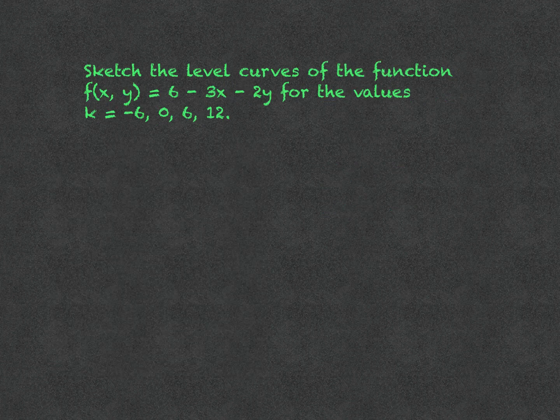Sketch the level curves of the function f(x,y) = 6 - 3x - 2y for the values of k equal to -6, 0, 6, and 12. Now we could say z equals that function, but when we plug the values in for x and y, we're going to get some constant k. So 6 - 3x - 2y = k. Now let's bring this over: 3x + 2y + k - 6 = 0. Now this is our constant here. That's our z value, but it's our constant as we look at these planes.